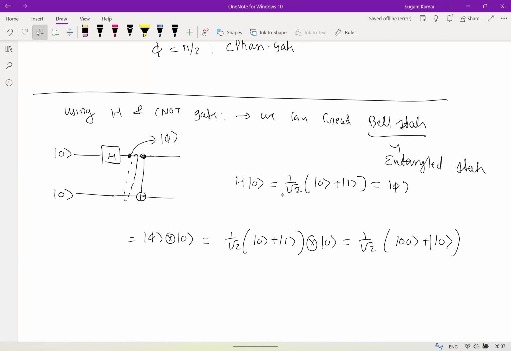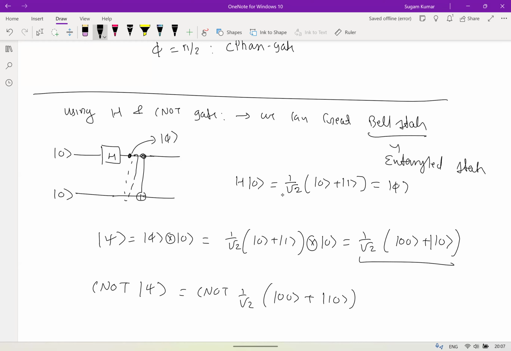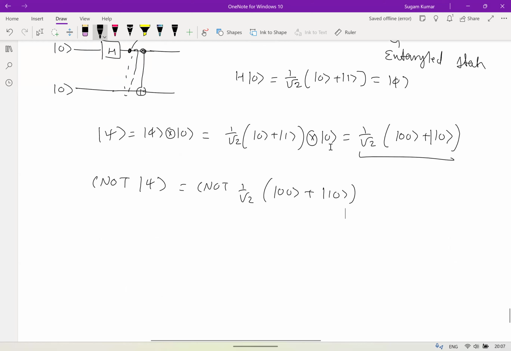So now on this state, the CNOT is going to operate. Let me call this the psi state. So CNOT operating on the psi state means it is going to operate on this state: 1 by root 2 times 0, 0 and 1, 0. So this is going to become 1 by root 2, the CNOT operating on 0, 0 and CNOT operating on 1, 0.